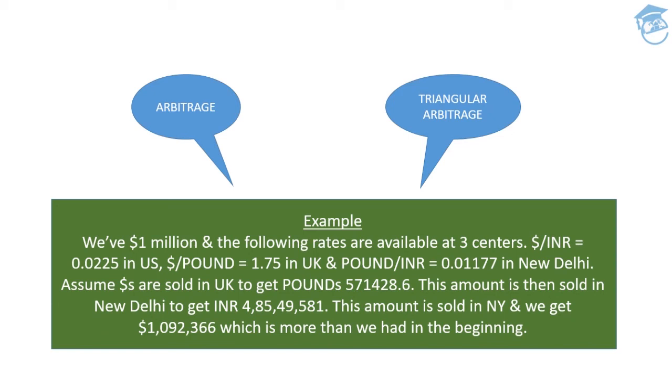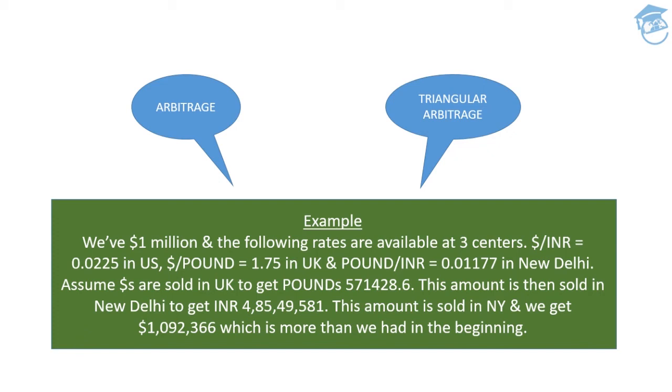Next is dollar per pound. What amount of dollars do I need to give or take in comparison with 1 pound? Then it has to be 1.75. $1.75 per pound. That is available in UK. The last one which is available in India is pound per INR. What amount of pounds will I get if I need to take into consideration the INR? 0.01177 in New Delhi.